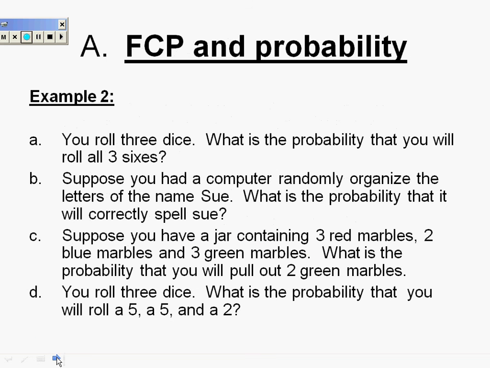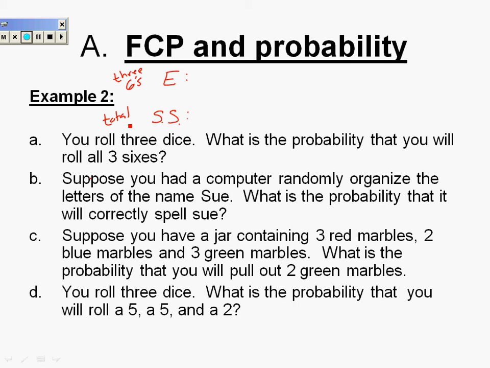Alright, example 2a. It says you throw 3 dice. What's the probability that you roll all 3 sixes? Okay, well, probability. We have an event and a sample space. Now the event I'm looking for is the thing I'm trying to find the probability of. What am I trying to find the probability of? Rolling 3 sixes, right? And the sample space is the total number of outcomes that could happen when you roll 3 dice. So let's go ahead and look at the event first.